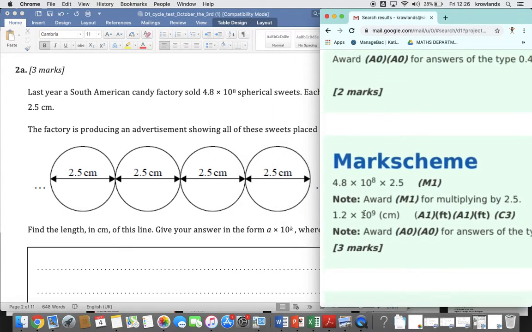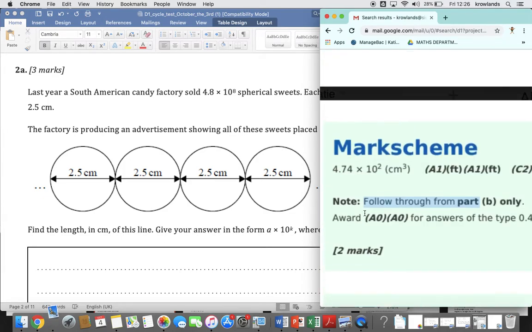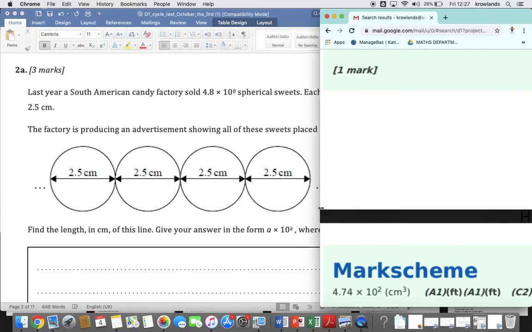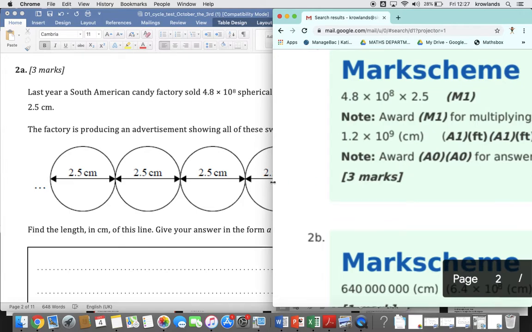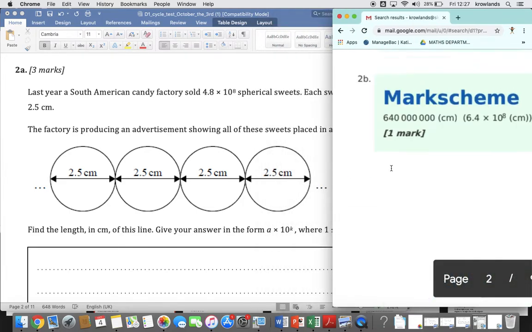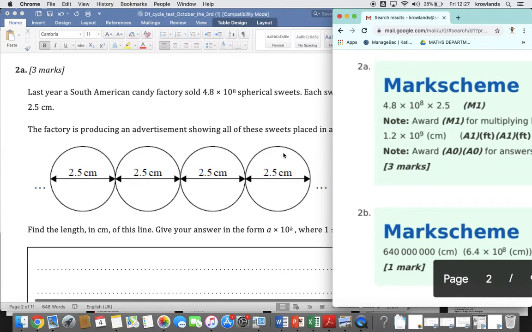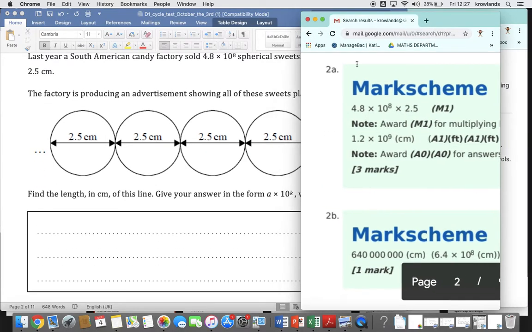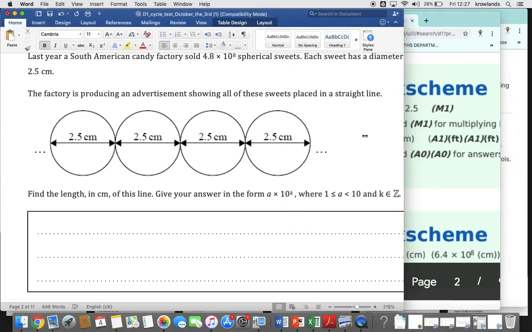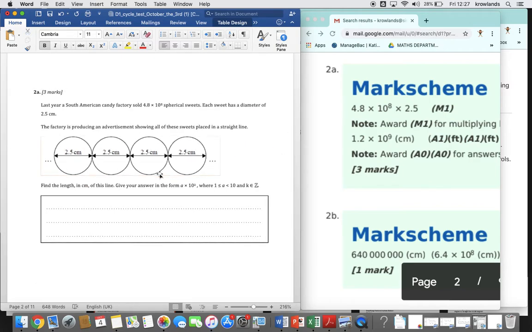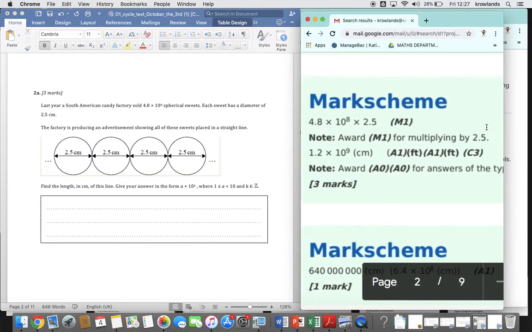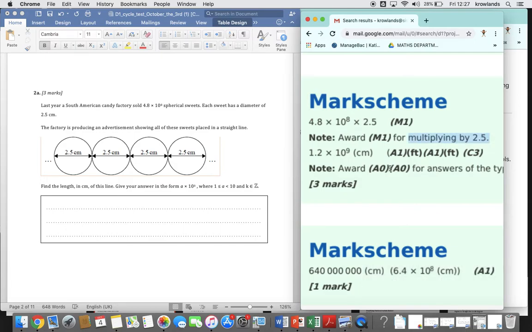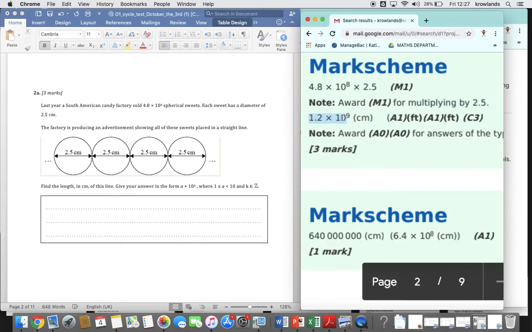Now this was combining both M5 knowledge of 2A and standard form. So 2a is going to be here on the mark scheme, and this is what you are required to write: 4.8 times 10 to the power of 8 times 2.5. Having a look carefully, you get 1 mark, which is quite a lot really, for just writing this. Or if you're unable to write that, you get 1 mark for multiplying something by 2.5. This is then our answer.